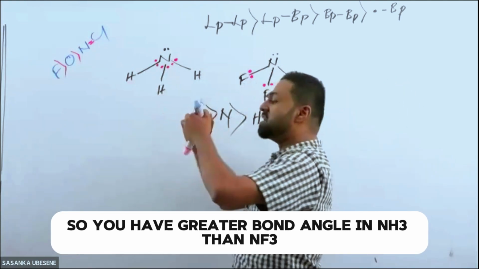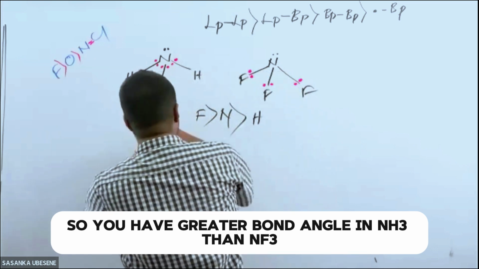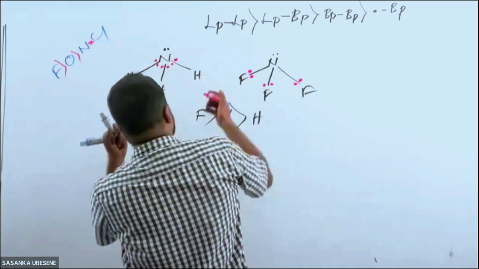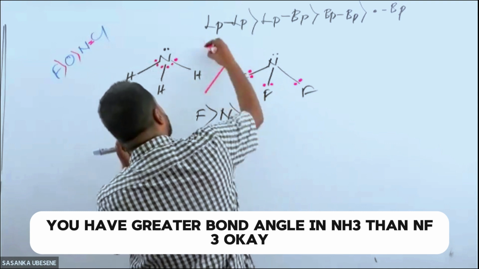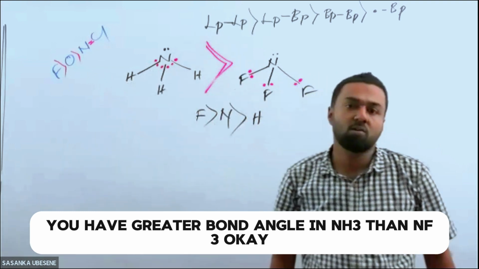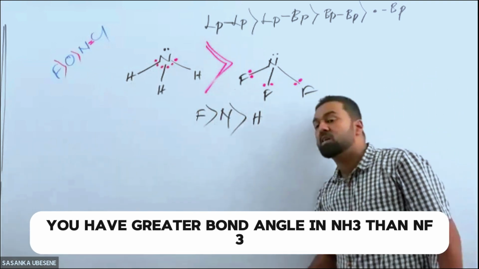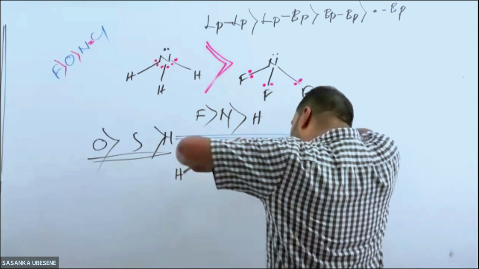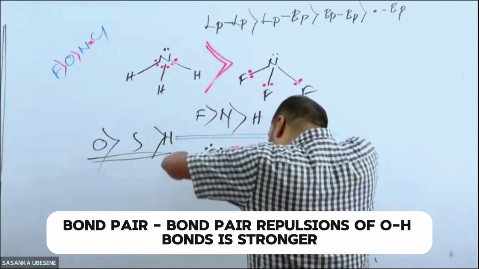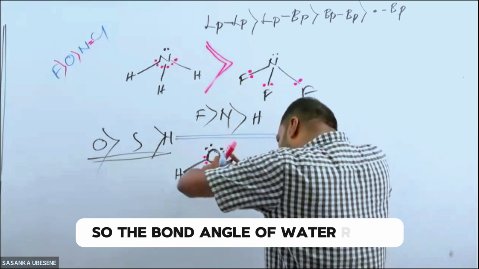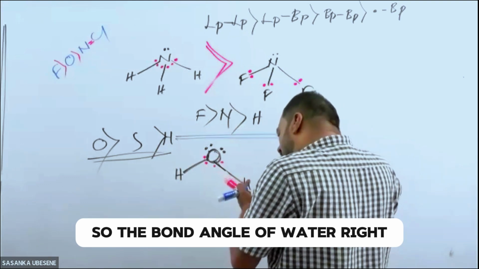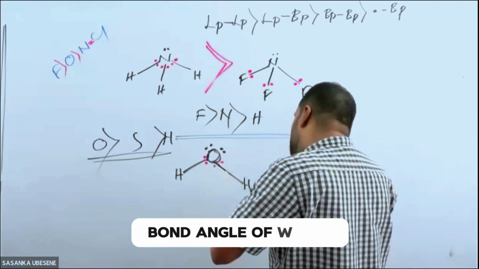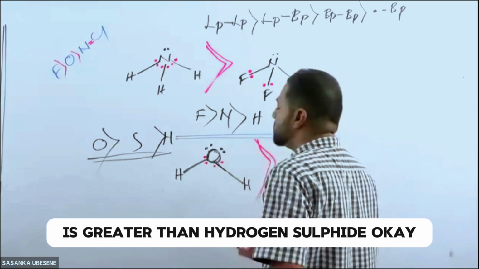So you have greater bond angle in NH3 than NF3. Bond pair repulsions of OH bond is stronger. So the bond angle of water is greater than hydrogen sulfide.